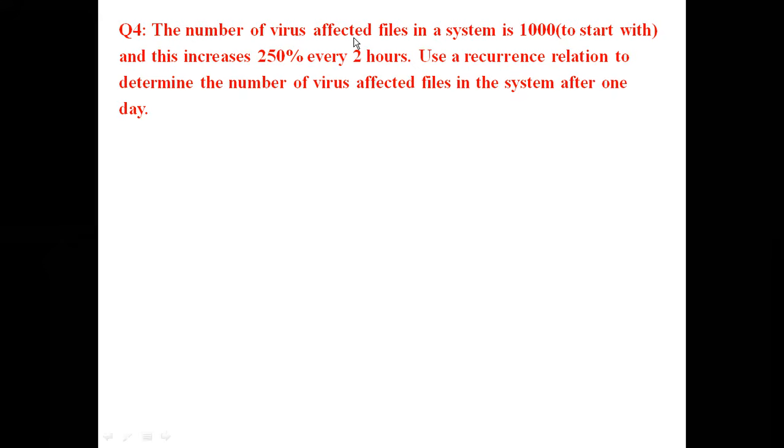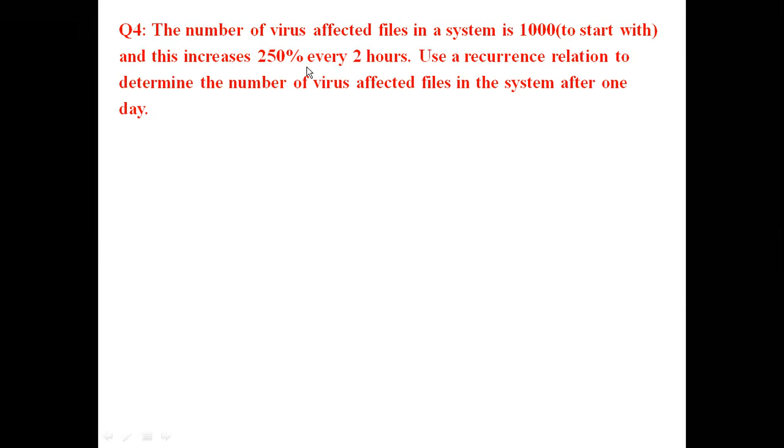The number of virus affected files in a system is 1000 to start with, and this increases 250% every 2 hours. So the virus affected files in the system is 1000 in the initial stage, and this is going to increase 250% every 2 hours. Use a recurrence relation to determine the number of virus affected files in the system after 1 day.